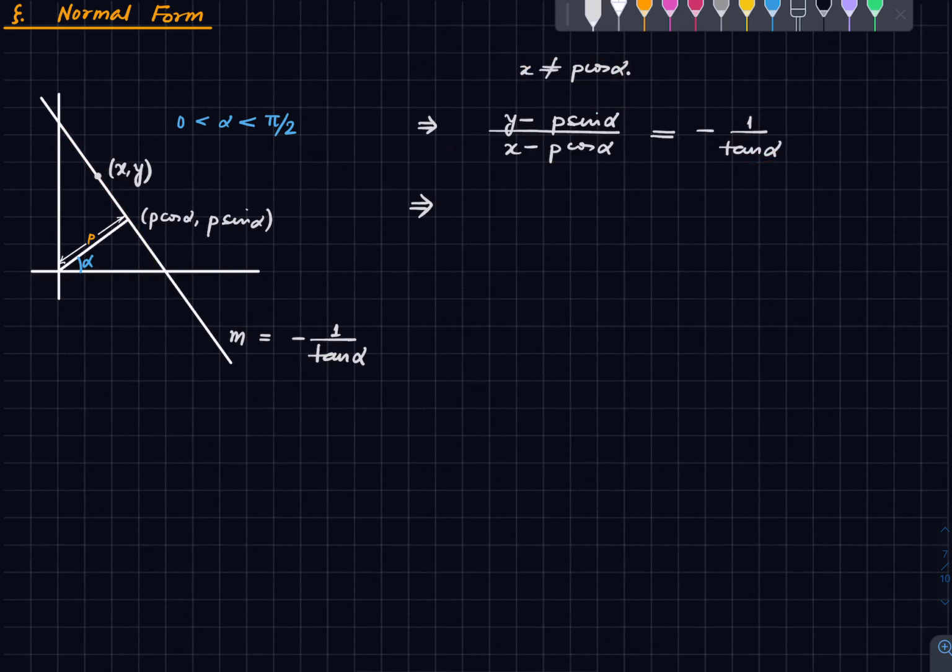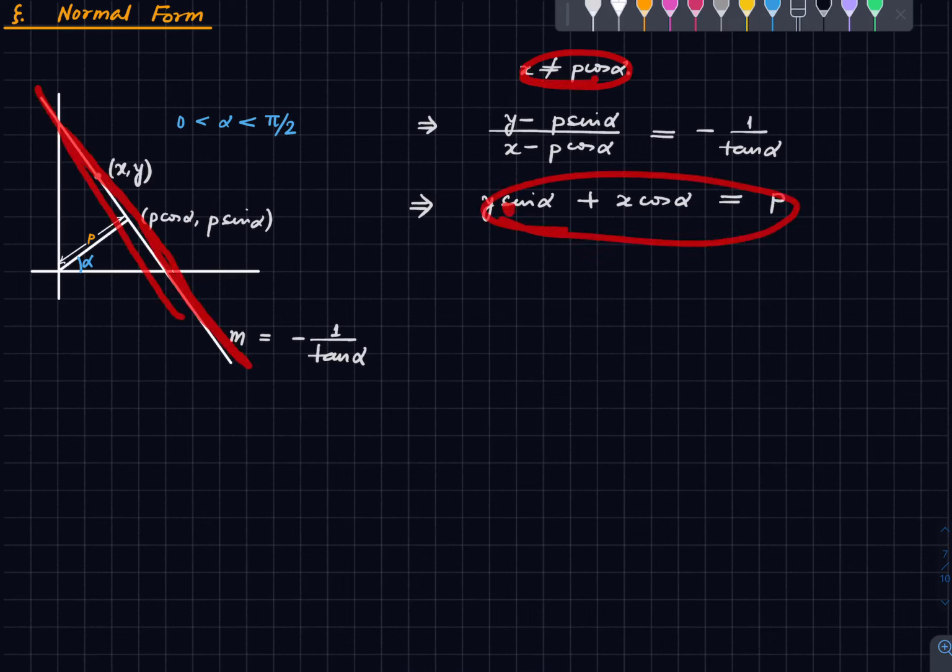And if you do the algebra, you get y sin alpha plus x cos alpha equals p. And again, as usual, even if you drop this assumption, this must hold. So whenever x comma y is a point on this line, this must hold. And if this holds, then x comma y must lie on this line, which again is an exercise, the converse. So this is the equation for the point slope form.